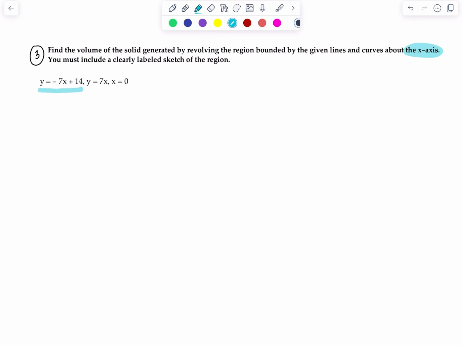So I can see this is the equation of a line, this is the equation of a line, this is the y-axis. Let's figure out where these two lines intersect so we can draw an appropriate graph. Always do that first. Intersection. So when does negative 7x plus 14 equal 7x? Let me add this negative 7x to both sides. So 14 equals 14x. So that happens at x equals 1. If x equals 1, then y will be 7. So these two lines intersect at (1, 7).